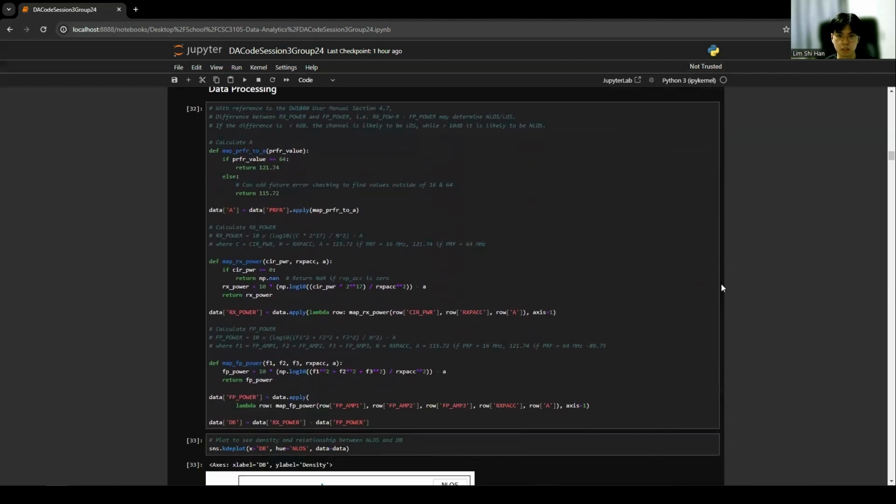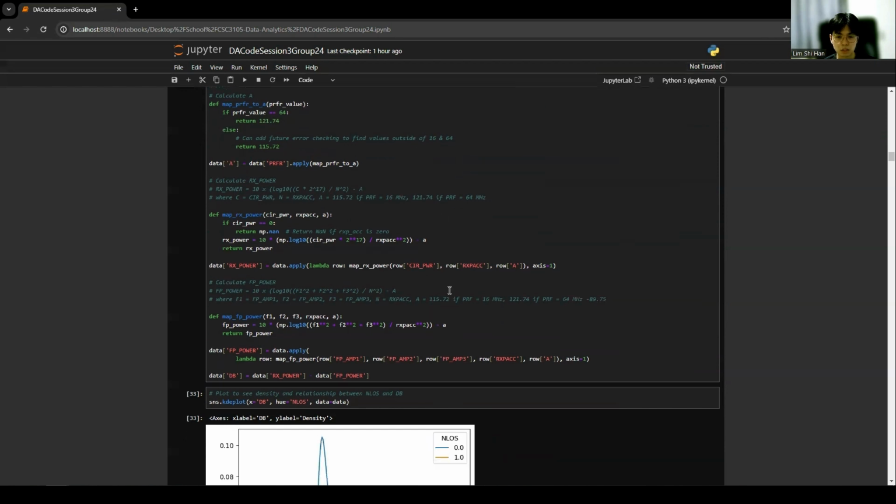Next, we started our data processing step. So first, according to the DW1000 user manual again, under section 4.7, we realized that there were two formulas given. One formula was that you could figure out the Rx power and the FP power based on the features given, and we would be able to determine whether something was N loss or L loss based on the decibels of these two differences.